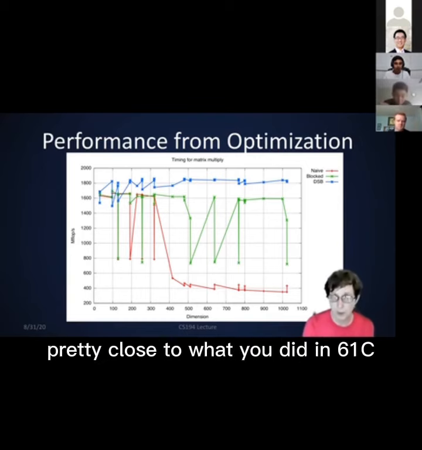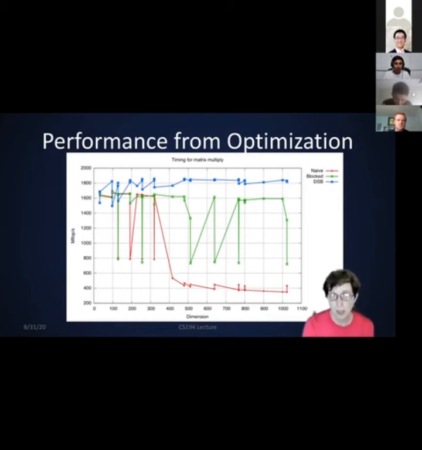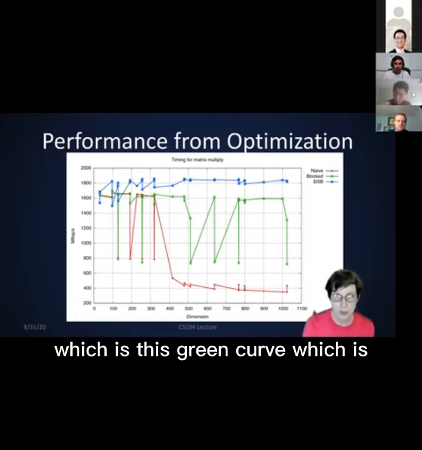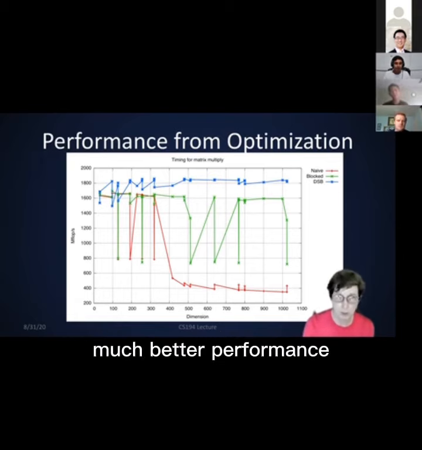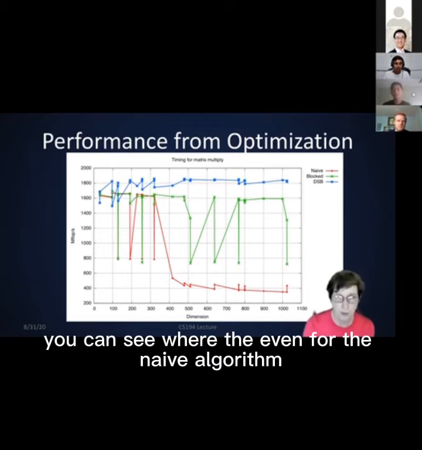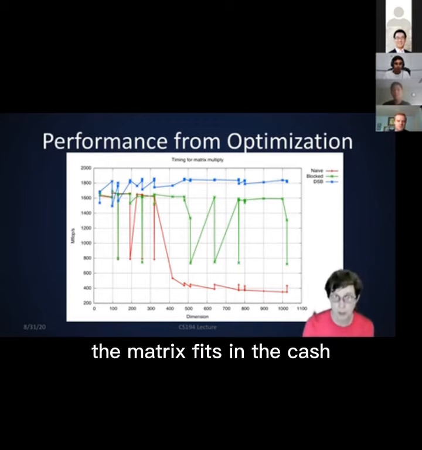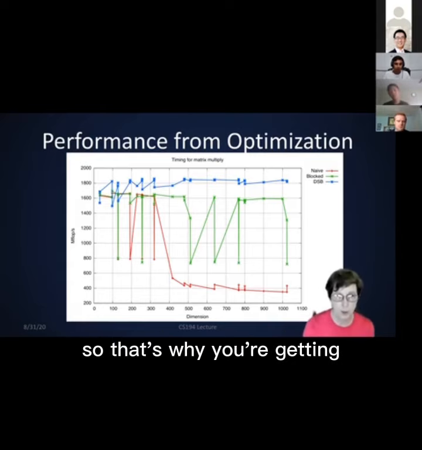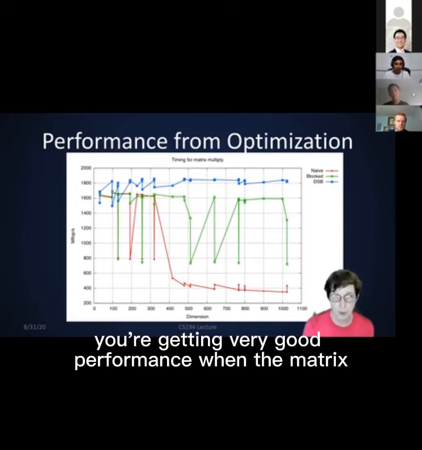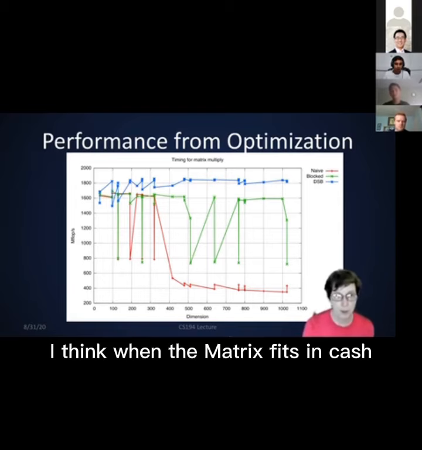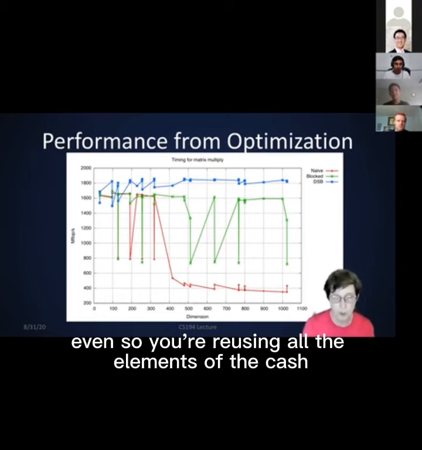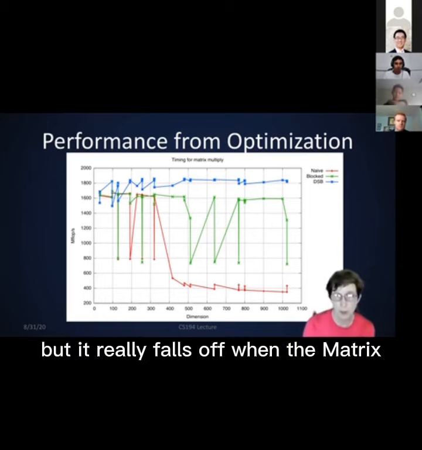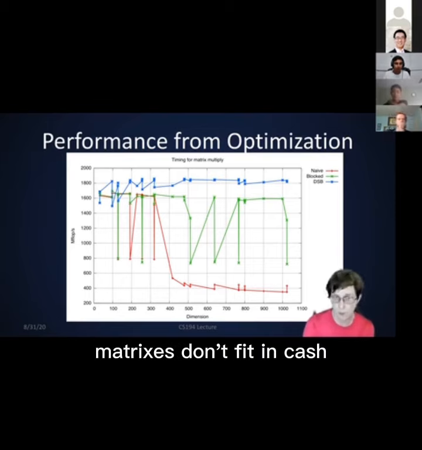I think it's, by the way, pretty close to what you did in 61C. And then he looked at a blocked algorithm, which is this green curve, which is much better performance. You can see that even for the naive algorithm, when the matrix fits in the cache, it's running the matrix multiply over and over again, and you're reusing all the elements of the matrix, so that's why you're getting good performance. But it really falls off when the matrices don't fit in cache.